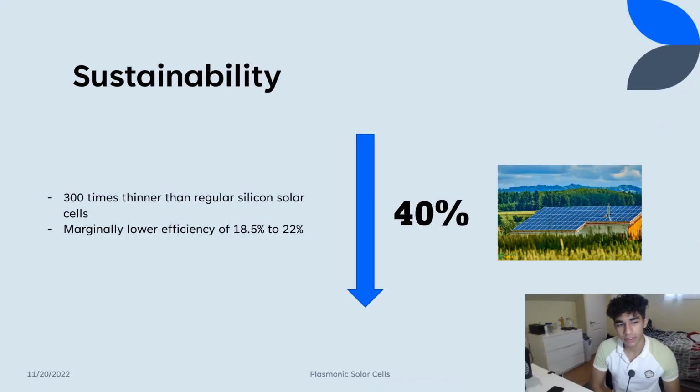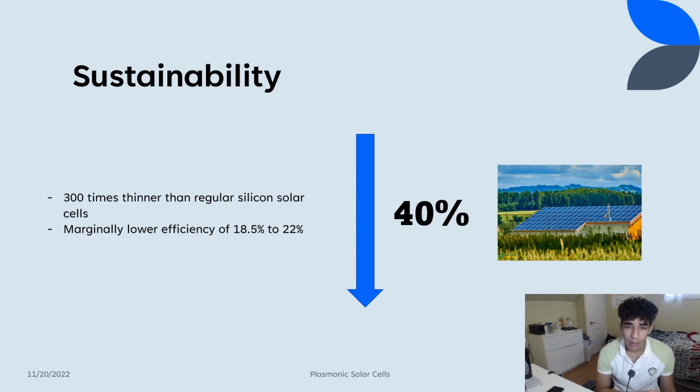In terms of sustainability, I think the most important thing to talk about is how we can make it comparable to oil prices or fossil fuels. And to do that, we actually need to reduce the price of solar cells, of energy generated per dollar, by at least 5 times. So how do these plasmonic solar cells contribute to making the price cheaper?